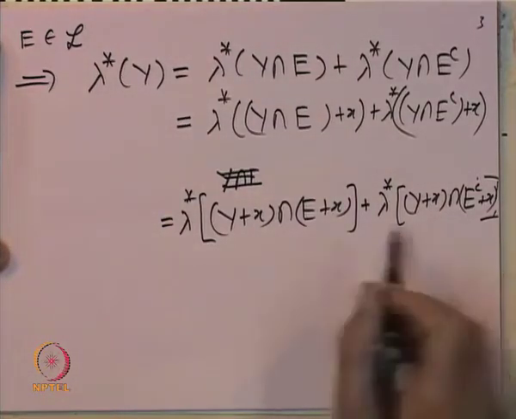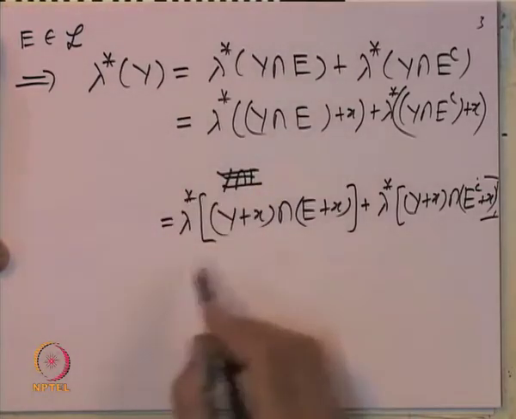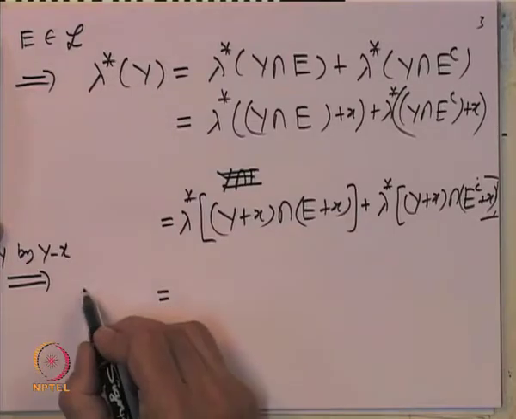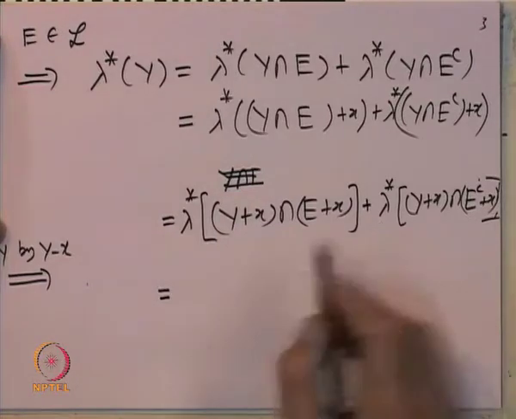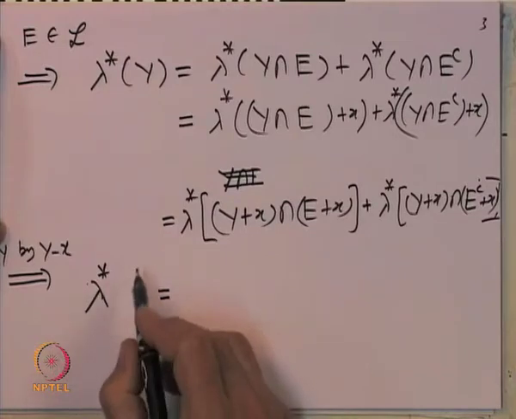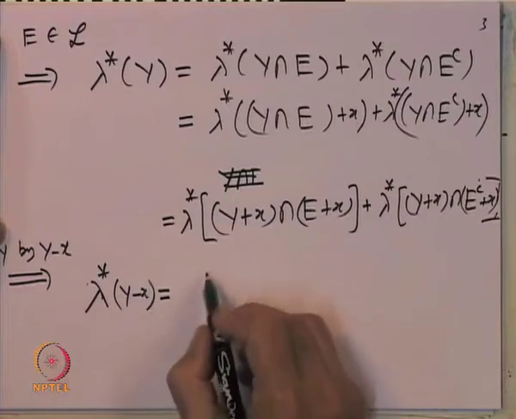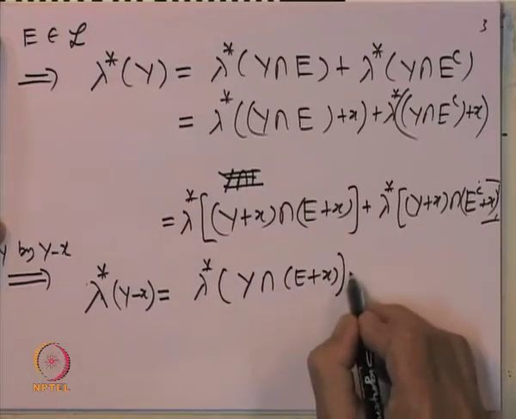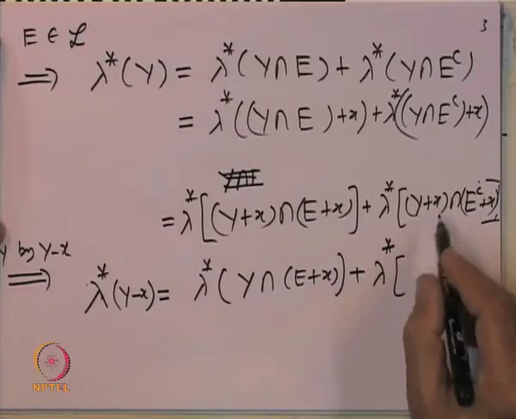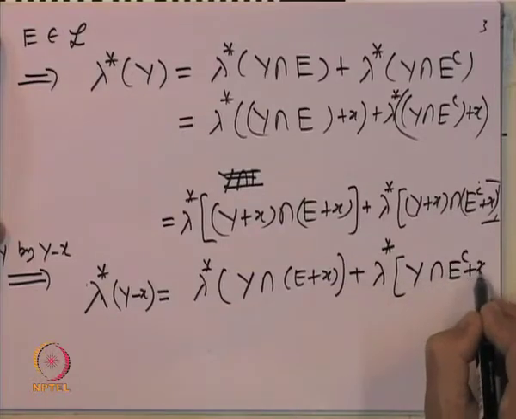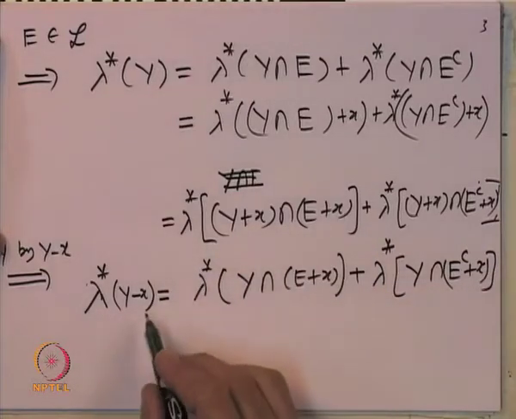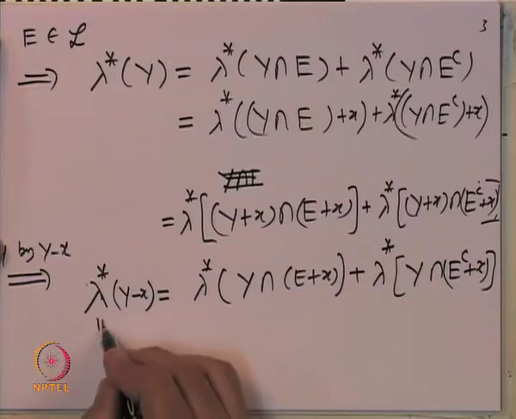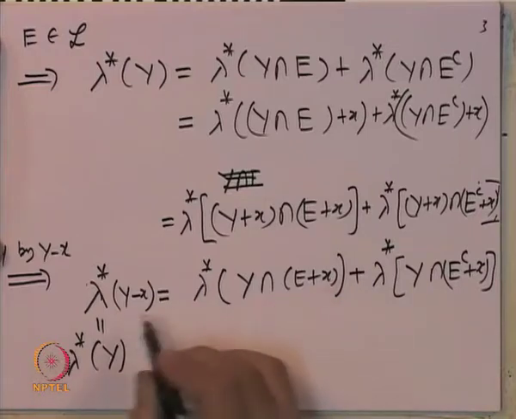And now, this property is true for every subset y. So I can replace y by y minus x. So lambda star of y minus x is equal to lambda star of y plus x minus x intersection E plus x, plus lambda star of y plus x minus x intersection E complement plus x. So in the above equation we have replaced the set y by y minus x. Now observe lambda star of y minus x is the same as lambda star of y. Translating y by x or minus x does not affect it.